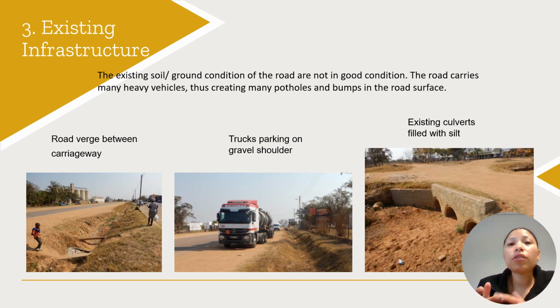And as shown in the image, you can see that the culverts are susceptible to silt as well, because as previously mentioned, the soil conditions are quite clay. So it can be assumed that due to that there's lots of movement in the soil, etc. Hence why the culverts are quite filled with silt, and that can also be due to maintenance issues.